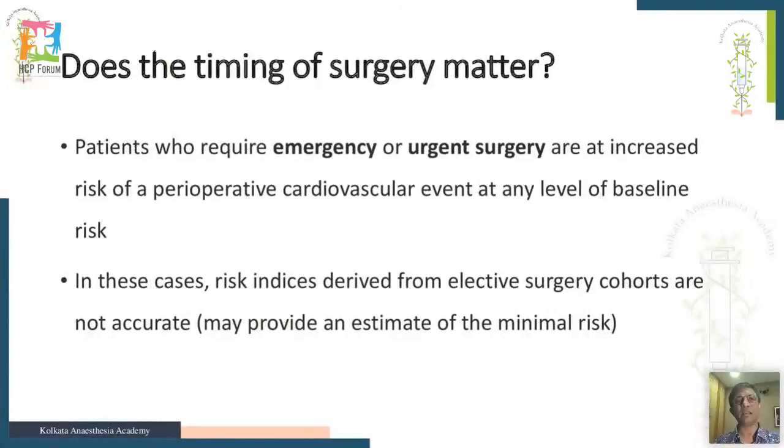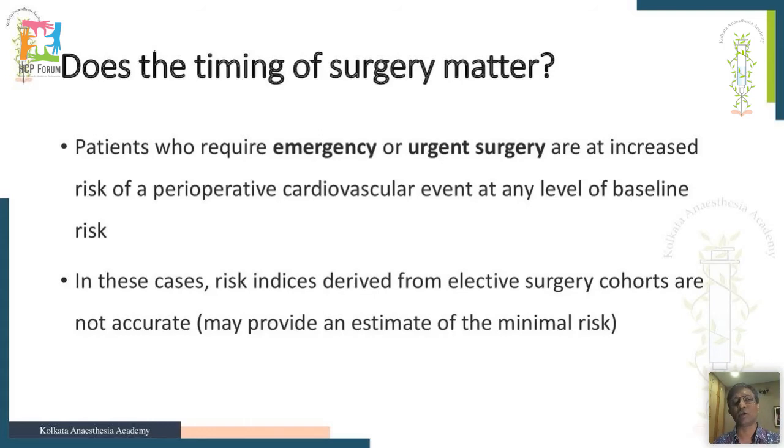So patients undergoing emergency or urgent surgery are at a much increased risk of perioperative cardiovascular event at any level of baseline risk. And you cannot just corroborate risk indexes which are derived from elective surgery cohorts, and they will never be accurate to tell you what would be the risk in emergency or urgent surgery.